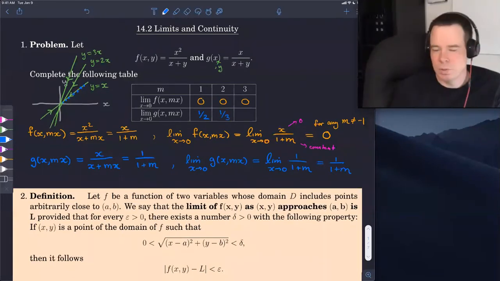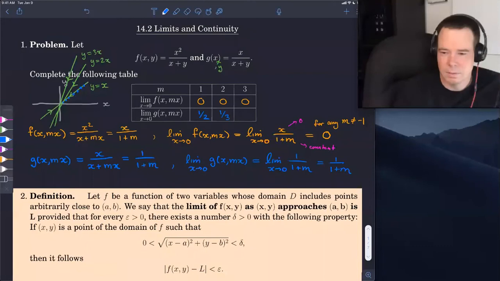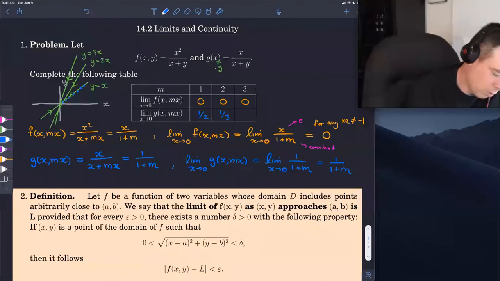So this is where we're starting to see a subtle difference in that now I've got a direction. If I go along y equals x, my function values g approach 1 value, they approach a half. But if I slightly change the direction I'm approaching the origin from, my function values are now going to a third. And if I slightly change it even again, my function values are going to a quarter.